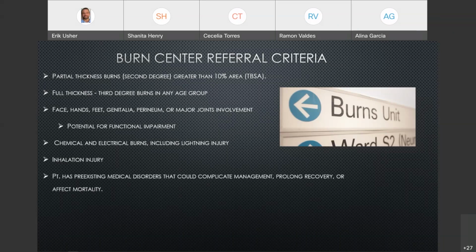Any inhalation injuries have to go. And pre-existing medical disorders that can complicate the management, prolong recovery, or affect mortality.